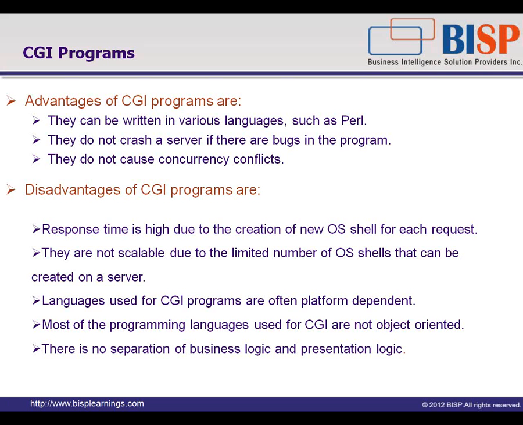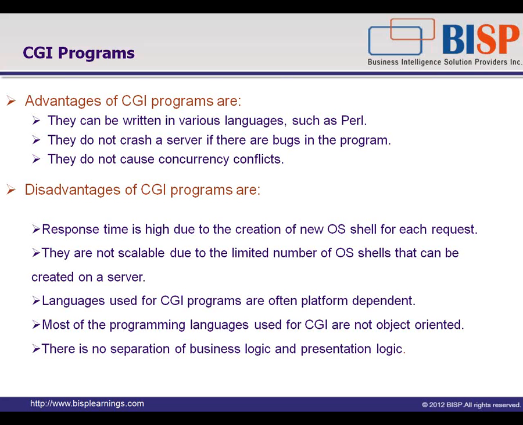The last is, they do not cause concurrency conflict, because for every request there is one particular cell, so there is no chance of concurrency conflict in my CGI program. The disadvantages of CGI programs are, first, response time is very high, because, as I said, for every request the web server needs to create one cell, and it always takes time, so my response time will be high.